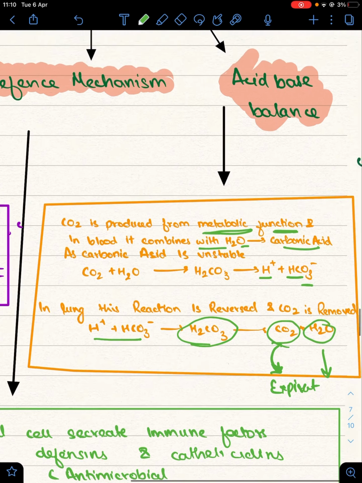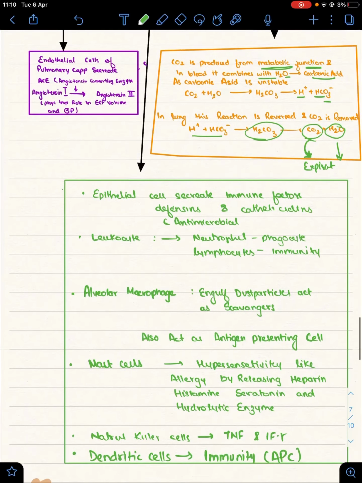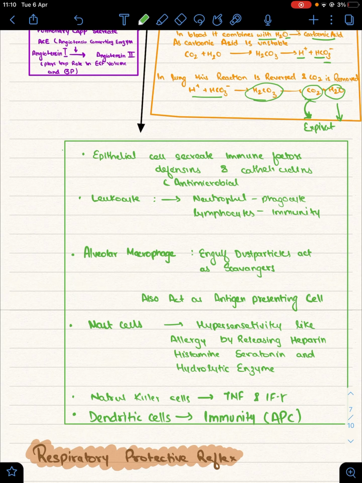Because of that, it plays an important role in maintaining body temperature. So lungs also play an important role in acid base balance and body temperature. After that, its defense mechanism. As I have mentioned here, epithelial cells secrete immune factors such as defensins and cathelicidins. These substances are antimicrobial peptides which play an important role in lung defenses.